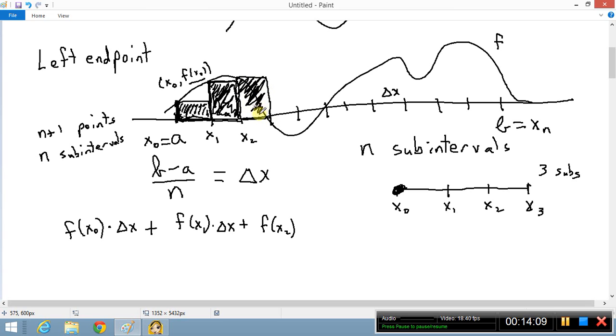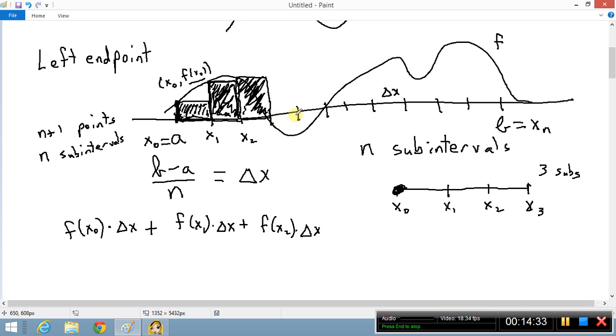Now, notice that this area here definitely overestimates how much area is under the curve. And notice that these two rectangles, their areas underestimated the actual area. Well, what we're doing here is developing an approximation for the area. Oh, and it gets better.